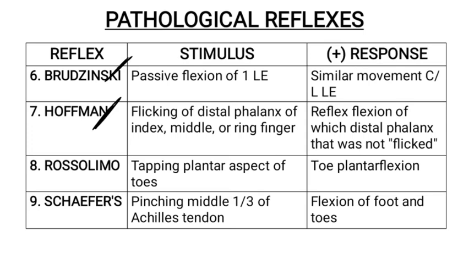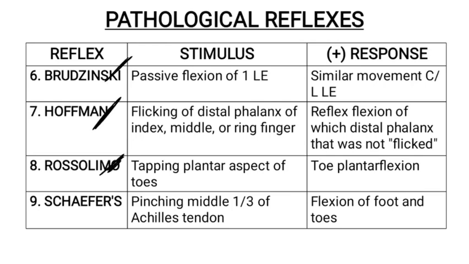Next, you have your Hoffman's. With the Hoffman's, the stimulus is flicking of the distal phalanx of either your index, middle, or ring finger. The response, if this is positive, is that they reflexively flex. So if you flick the index finger, for example, there would be automatic flexion of the index finger. The same goes for the middle and the ring finger. Usually in a person without pathology, when you flick either of those digits, that digit can remain in a neutral position without rebound flexion. Your Hoffman's can be a determinant that a person has tetany, or a pyramidal tract lesion.